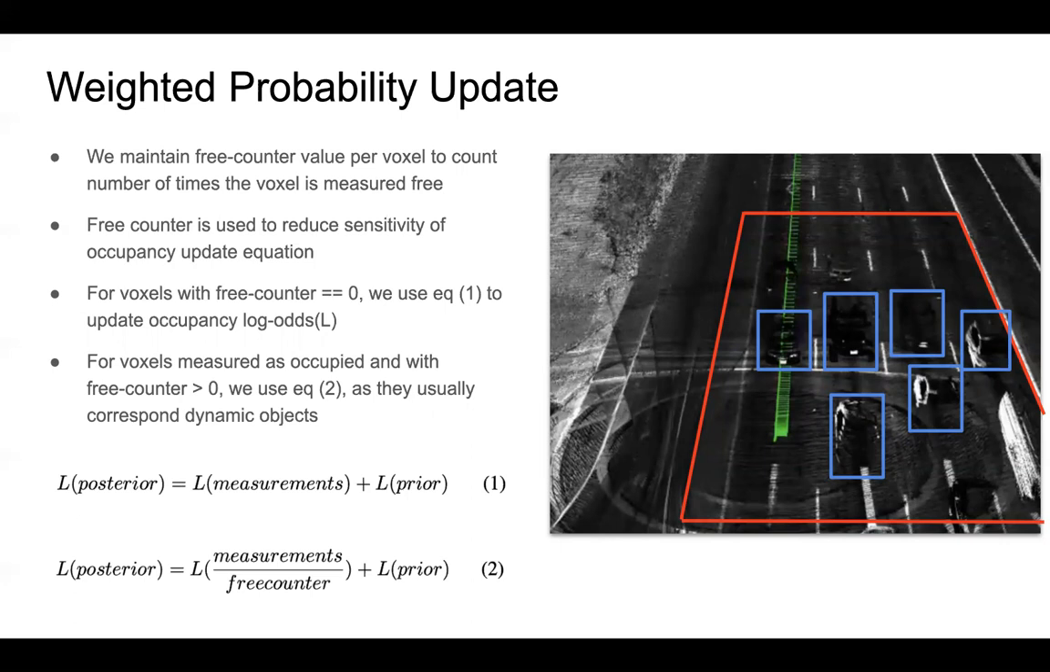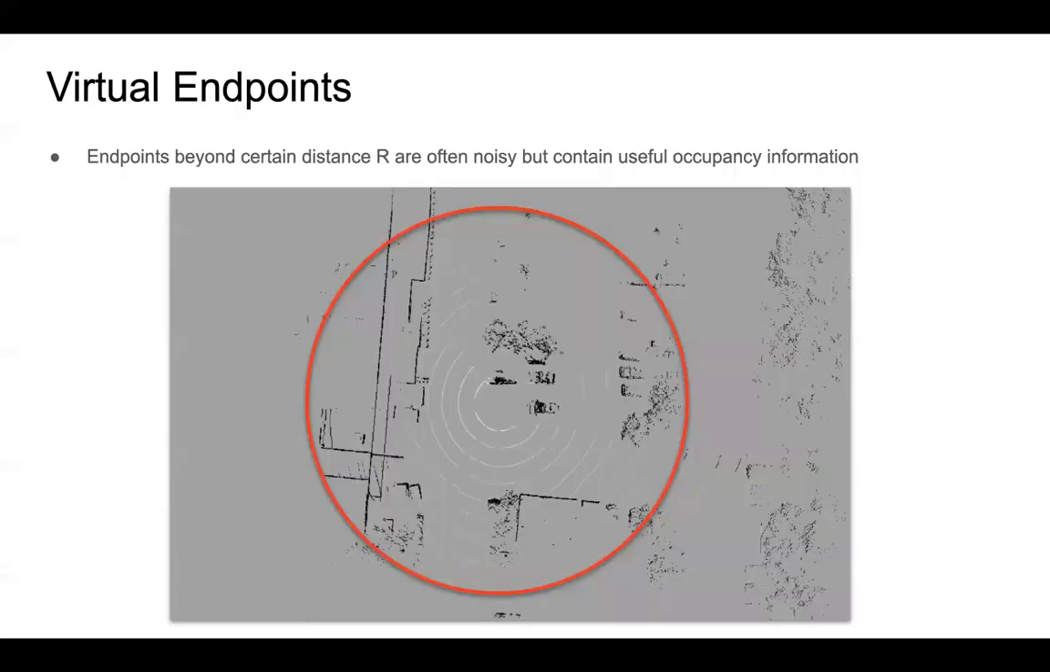In this case, we use equation 1. If we use equation 1, we would quickly increase the occupancy score of these voxels and end up marking them as occupied, which is not what we want, because from the previous measurements we know that this space is mostly free. Using equation 2 will help slow down the occupancy update of these voxels.